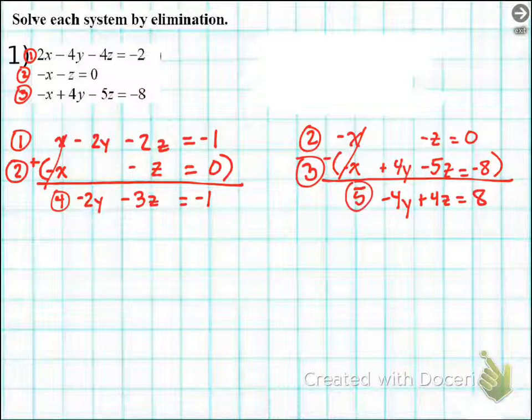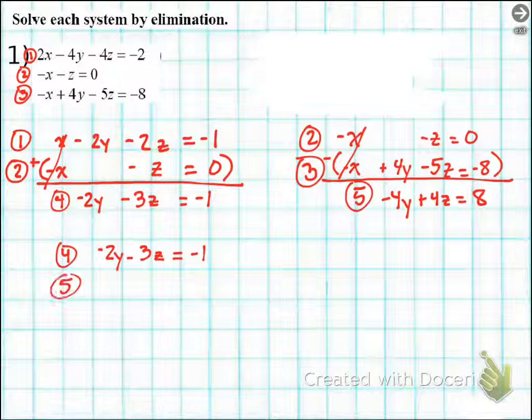Okay? Now I have two equations, 4 and 5. I'm going to combine them and put them together. So I need to now do a systems of equations problem with these two. So we got negative 2y minus 3z is equal to negative 1. That's equation 4. And then we have equation 5 underneath it. We got negative 4y plus 4z is equal to 8. It's equation 5.